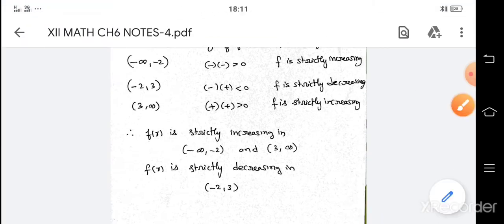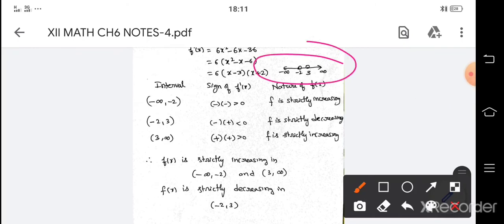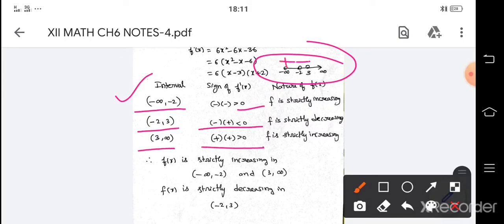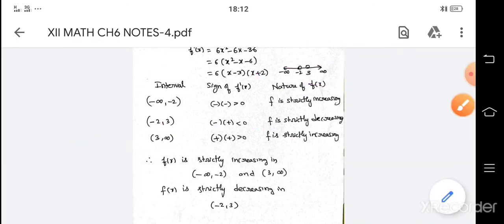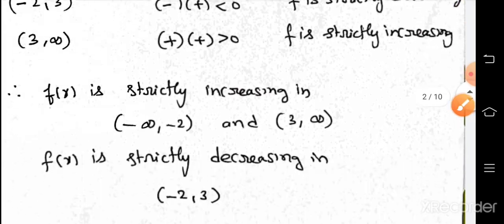The number line is very important. Also note: minus infinity to minus 2 is greater than 0, minus 2 to 3 is less than 0, and 3 to infinity is greater than 0. That means it is changing from positive, negative, positive. It is also called the wavy curve method. See, there are the 2 points, minus 2 and 3, on the number line.